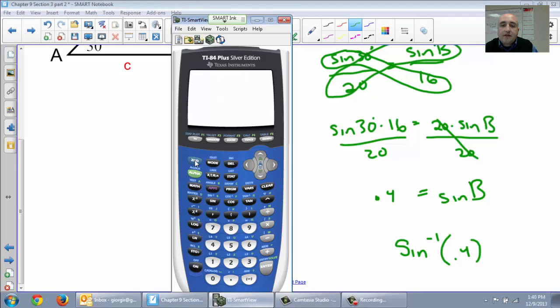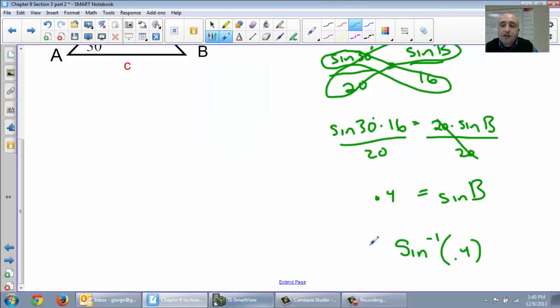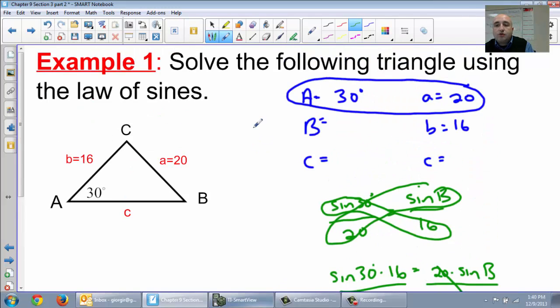So second sine 0.4, and let's see what it gives us. 23.57. We're going to round that to the nearest whole number. So 23.5 rounds up to 24 degrees. All right, so angle B is 24 degrees.